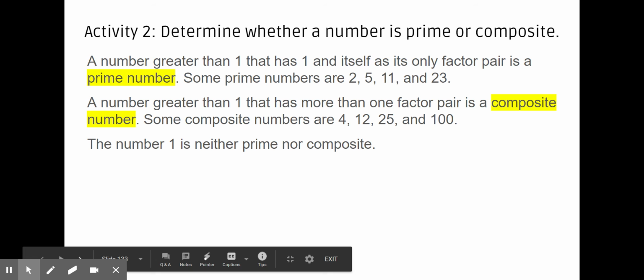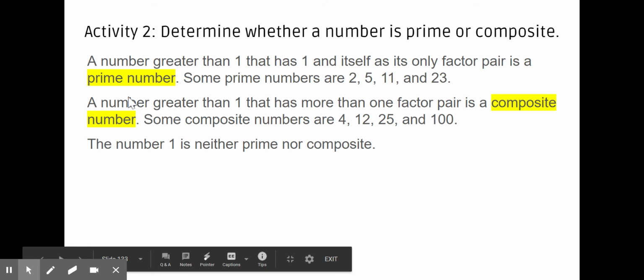Activity 2 is determine whether a number is prime or composite. Well, I have to tell you guys, we've already looked at composite and prime numbers in activity 1. Now I'm just going to show you what we did and how to determine whether it's prime or composite. And almost every single number is either prime or composite, except for the number 1. The number 1 is neither prime nor composite, and we're just not going to get into why. We're just going to put a pin in it, and at some point in your life, you'll figure out why.